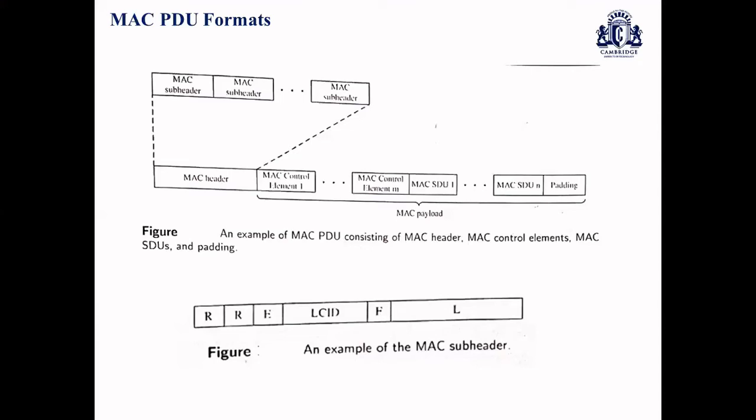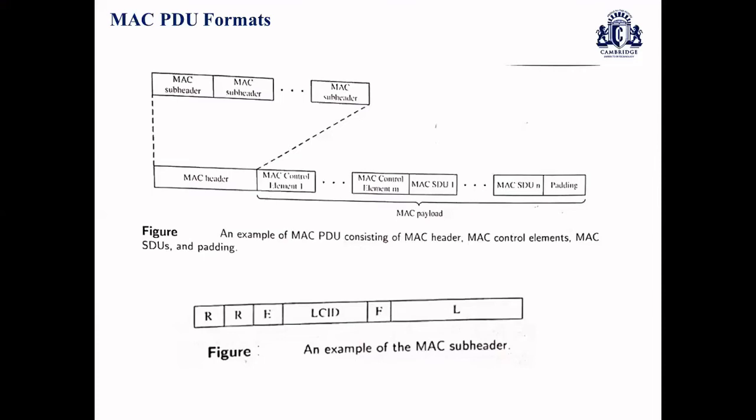The MAC control element can be used for many functions, such as signaling for buffer status reporting, discontinuous reception command, timing advance command, and the power headroom of the user entity. Contention resolution can also be done by means of the MAC control element.